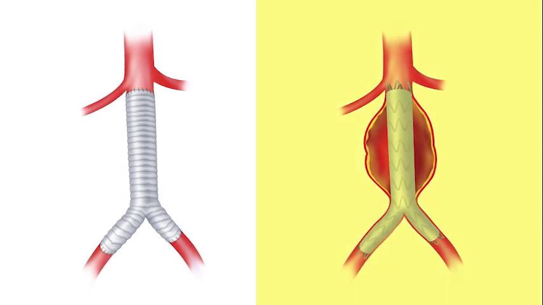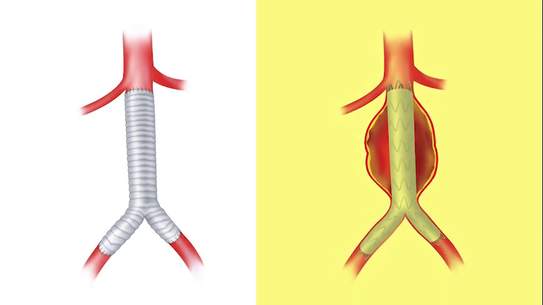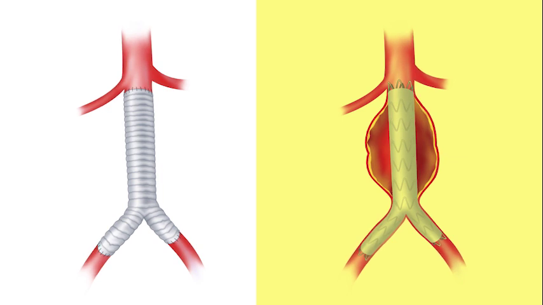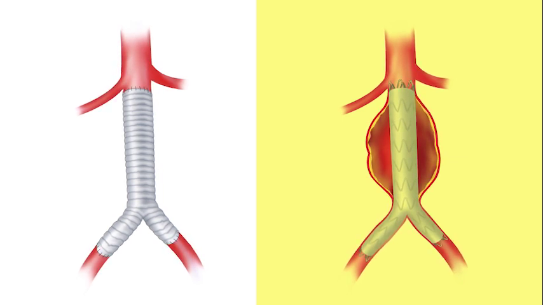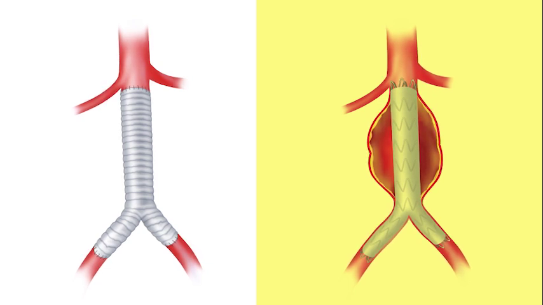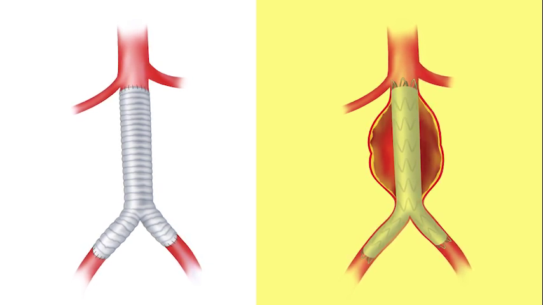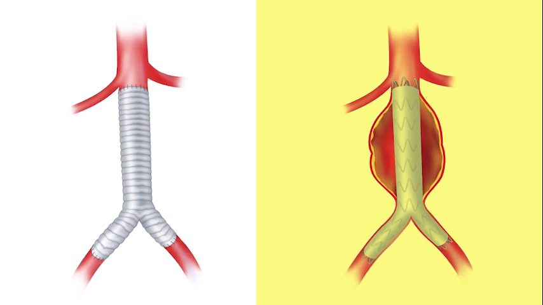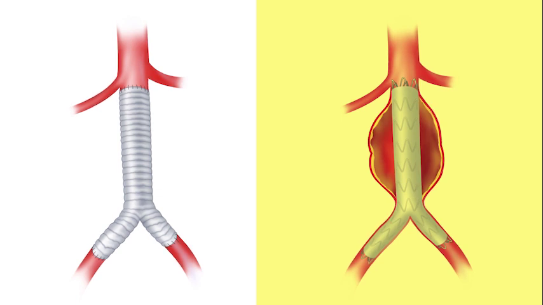Over the last 15 years, EVAR has become the treatment of choice for most abdominal aortic aneurysms and is used in more than 70% of cases. EVAR is less invasive than open surgery and has lower perioperative morbidity and mortality. Long-term outcomes are similar for both techniques, although EVAR may require more frequent re-intervention than open surgery.